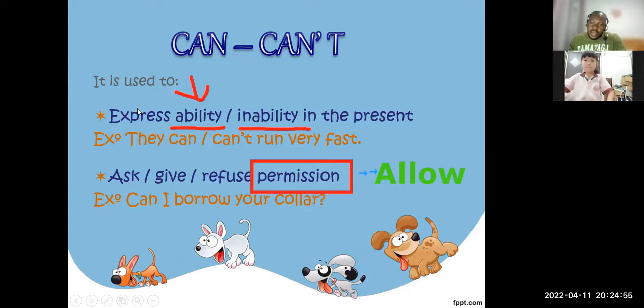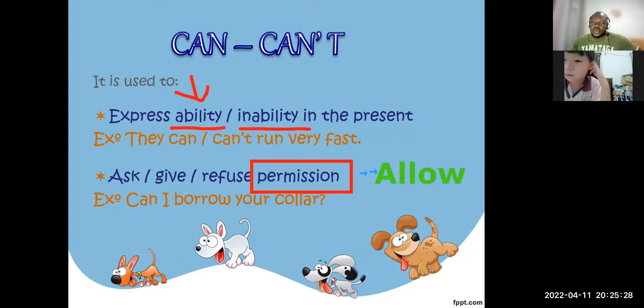Can I borrow your collar? What is a collar? For example, a dog collar. This is what we put on a dog, like a leash. You know who his owner is, yes, the owner of the dog. So that is a collar.